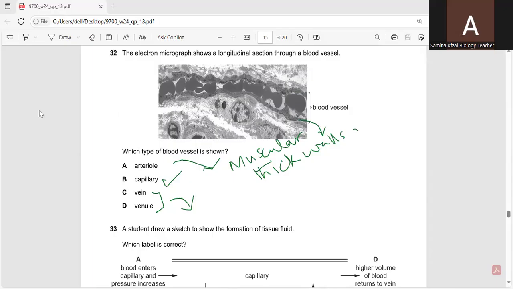Capillary is only one cell thick, through which only the red blood cells are able to pass. So the capillary is the answer. Vein and venule also have thin walls, but their walls are thicker than the capillary, because the capillary is only one cell thick. So B is the correct option.